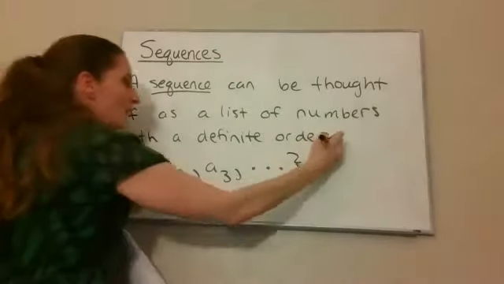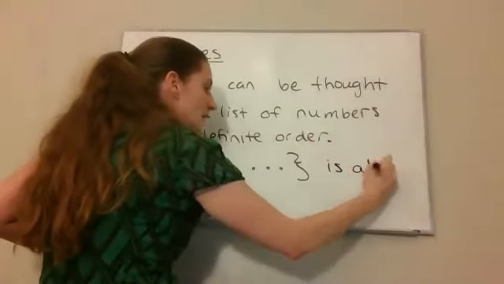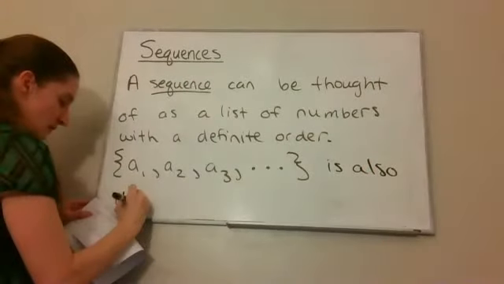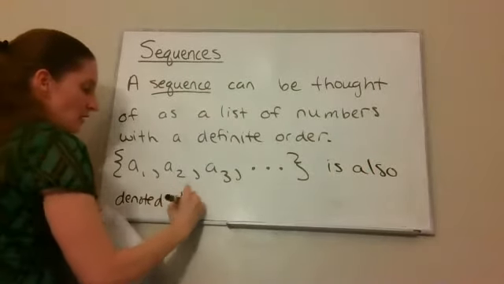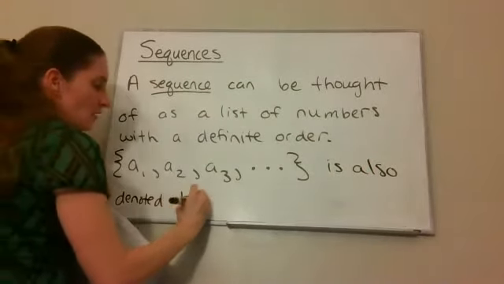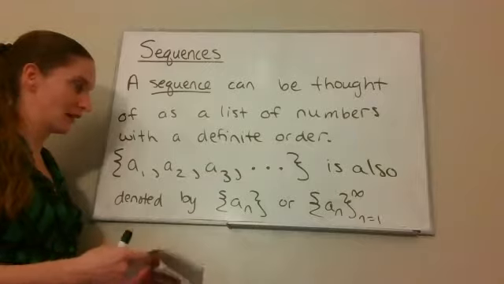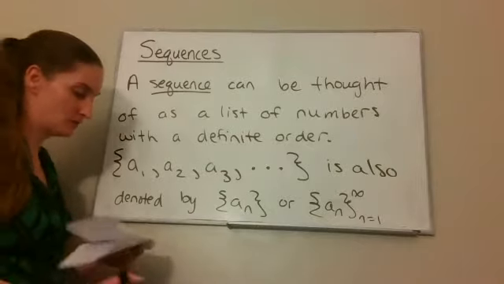And this is also denoted by just curly braces with an An in it, or with An and then we specify n equals 1 to infinity. All of these mean the same thing. It's just A1, A2, A3, and so on forever. So we have infinitely many numbers in this list and they have a specified order.